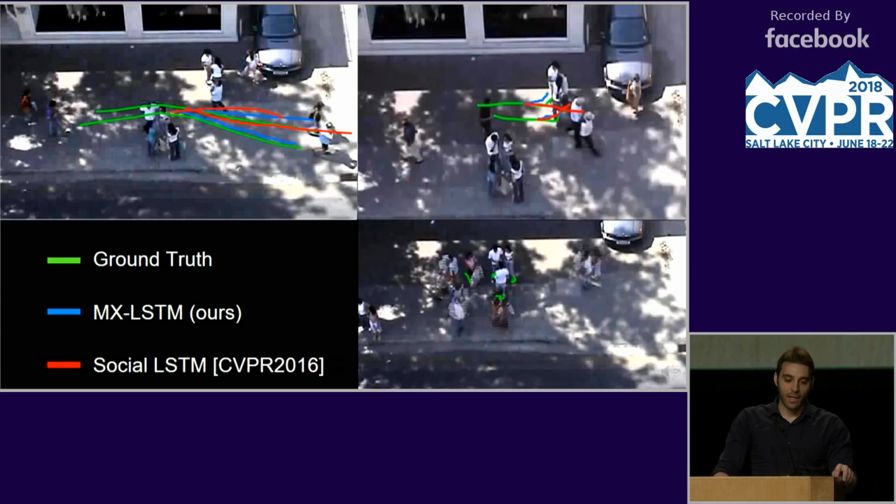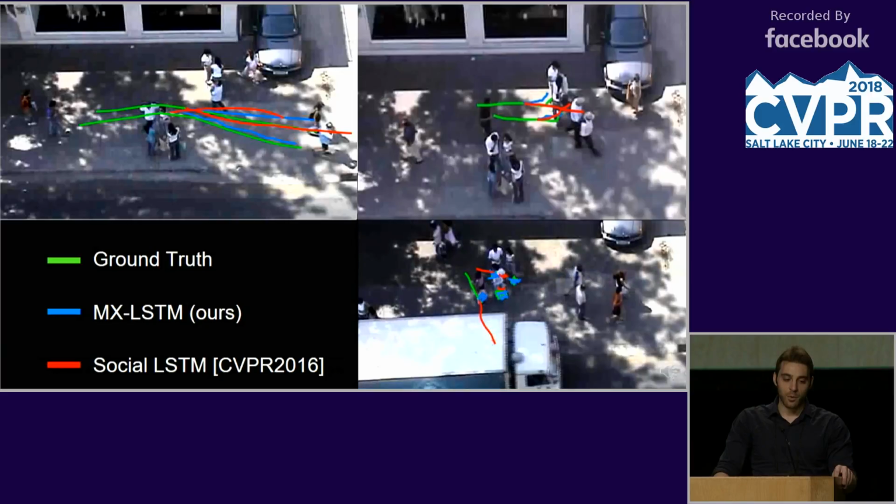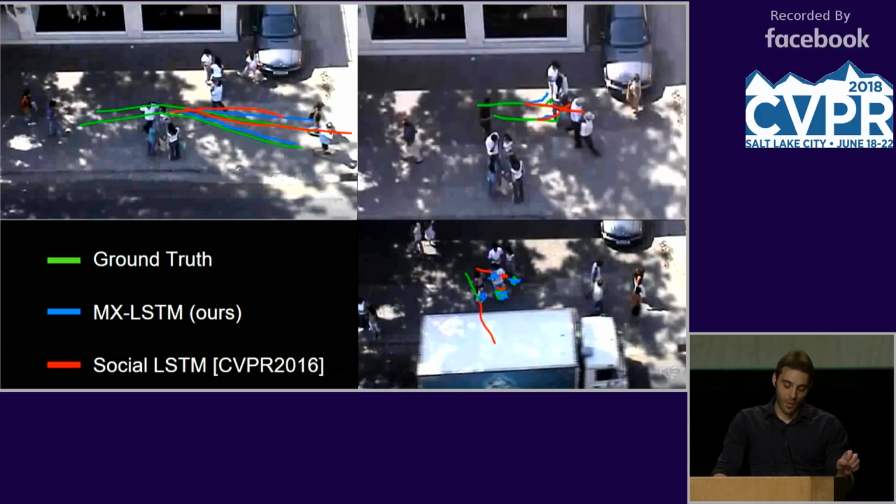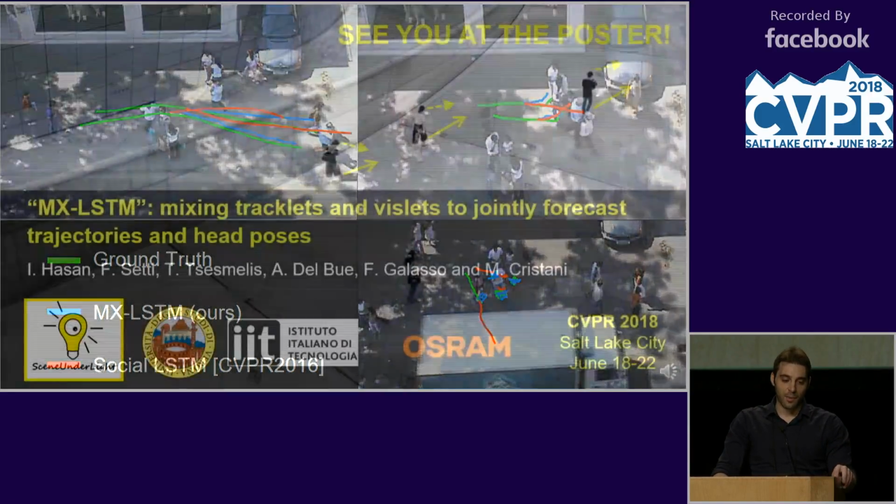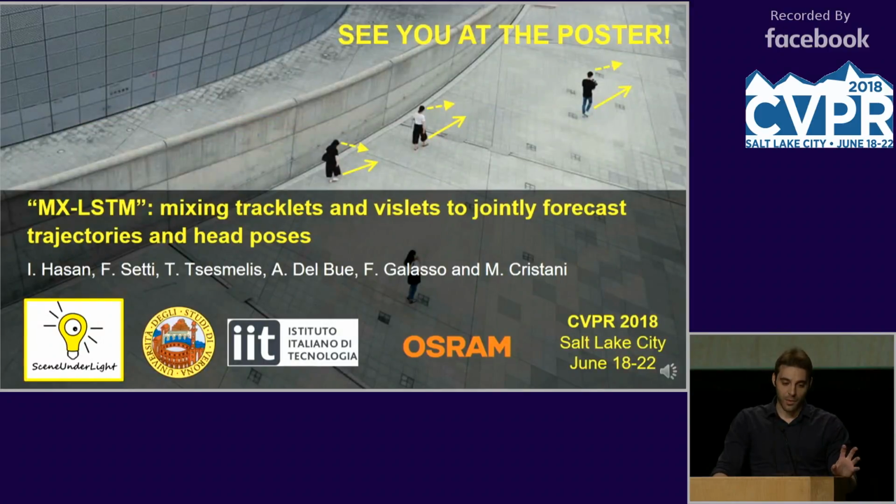In the last case, we see that the person joins a group. And again, we notice that MX-LSTM successfully models this behavior as well, while the social LSTM continues to wrongly describe irregular trajectories.